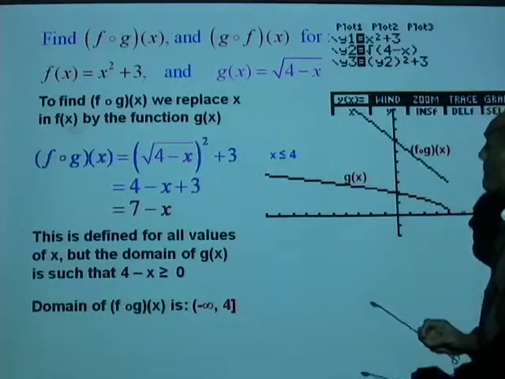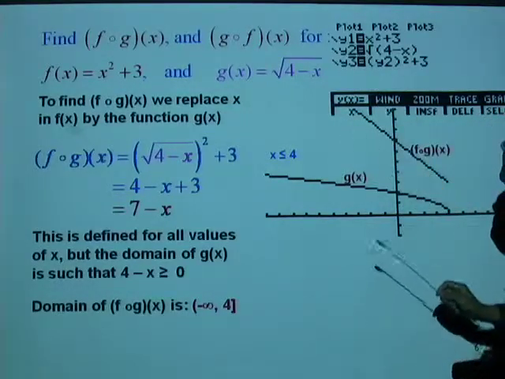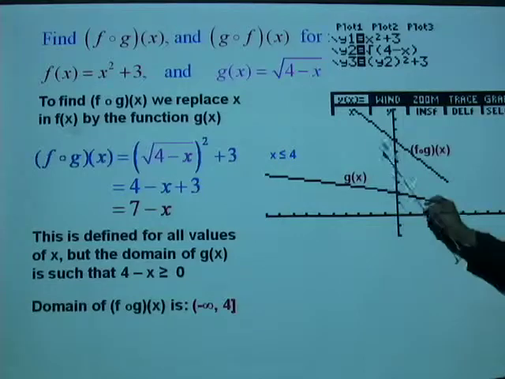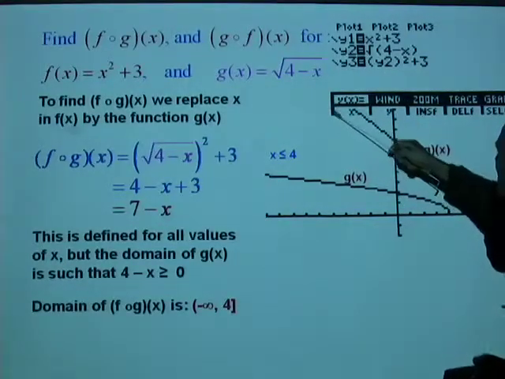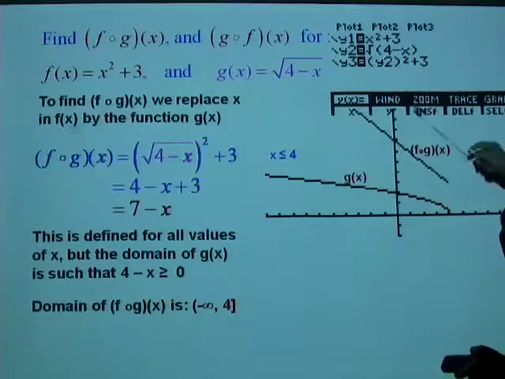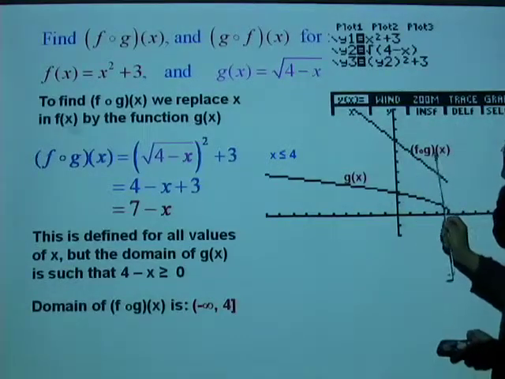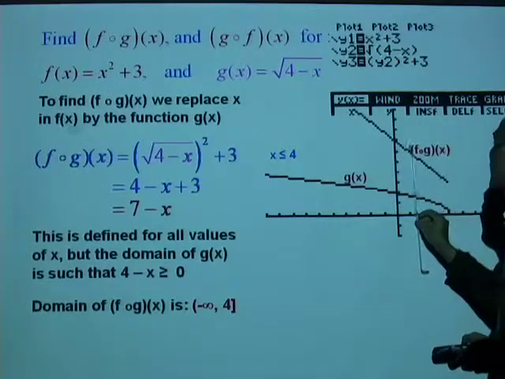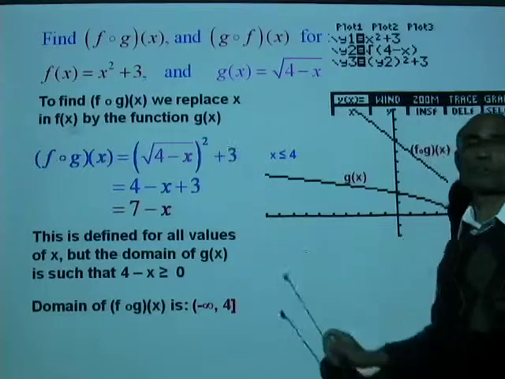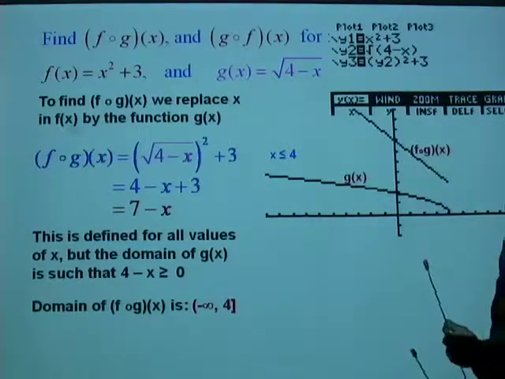For some reason, my y1 graph is not appearing here. But of course it is a graph like this, is that right? That would be a parabola. And f of g of x is this. You can look at this. The domain contains only numbers 4 and less than 4 for f of g of x.